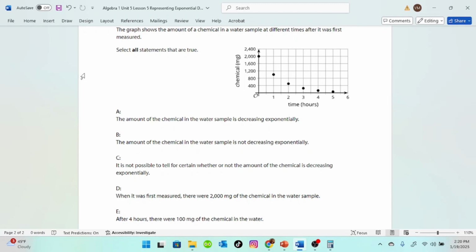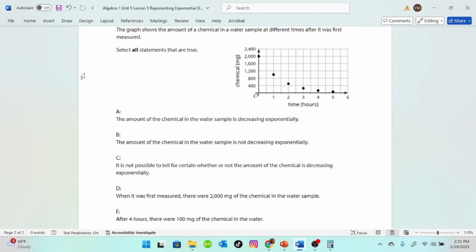So if we look at A, it says the amount of the chemical in the water sample is decreasing exponentially. B says the amount of the chemical in the water sample is not decreasing exponentially. And C says that it's not possible to tell for certain whether or not the amount of the chemical is decreasing exponentially. And if you looked at it and you tried to guess, then you could say that it appears to go from 2,000 down to 1,000, down to 500, then down to 250, down to 125, down to 62.5. So it does appear to be multiplying by 1/2 each time.